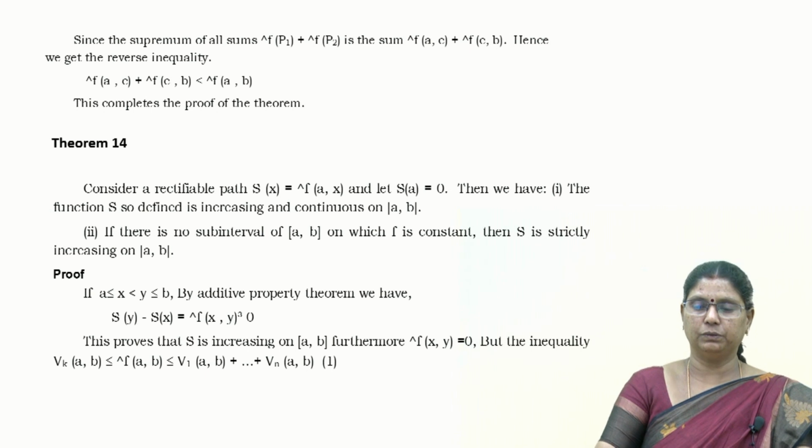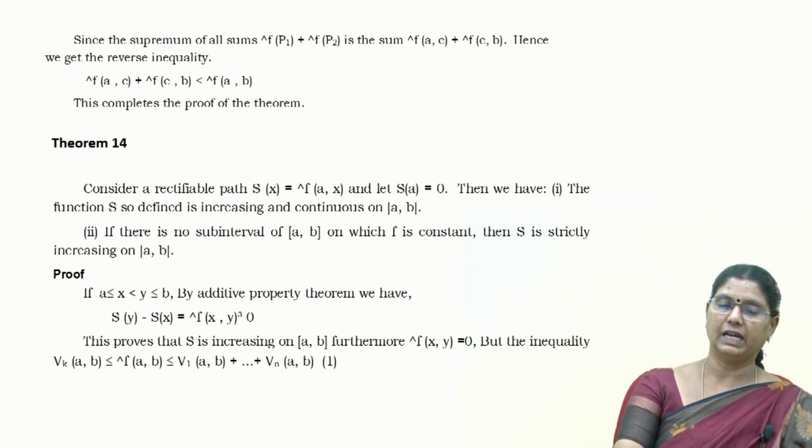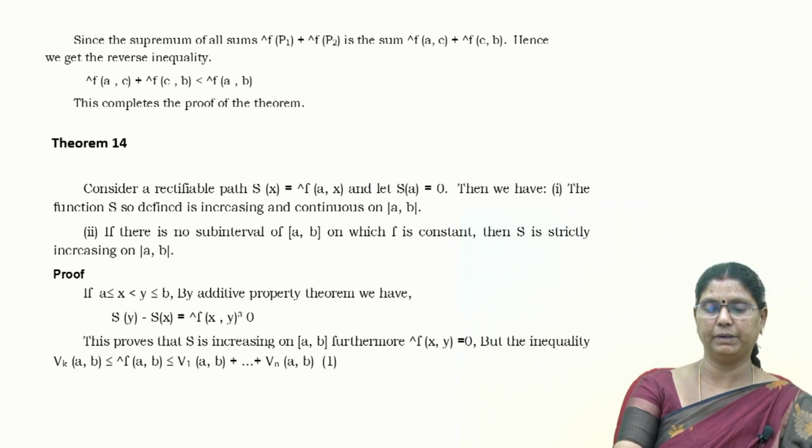So, next theorem is also based on the rectifiable path. We consider a rectifiable path f, and s(x) = Λf(a, x), and let s(a) = 0. Then we have, first, the function s is increasing and continuous on the closed interval [a, b]. Second, if there is no subinterval of [a, b] on which f is constant, then s is strictly increasing on [a, b]. So, by using the additive property theorem, we can write s(y) − s(x) = Λf(x, y), and this proves that s is an increasing function on the closed interval [a, b].